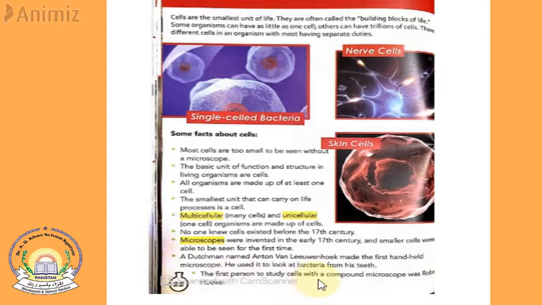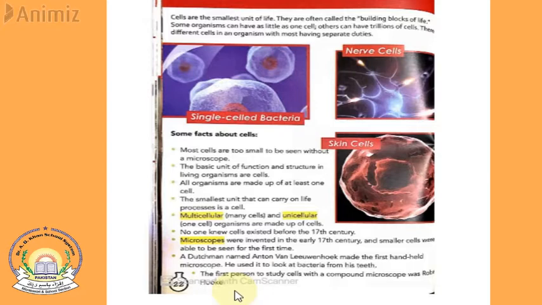The first person to study cells with a compound microscope was Robert Hooke. So he was the first person to study cells with a compound microscope. We are going to see what is different between a compound microscope and other microscopes.